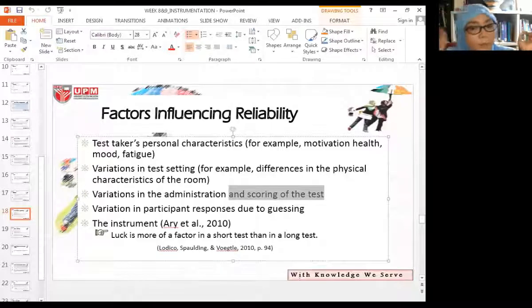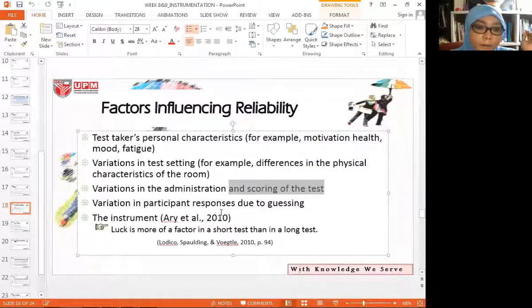Okay, and then variation in participant responses due to guessing. And then the instrument itself also may influence the reliability, which is based on luck. Luck is more of a factor in a short test than in a long test. For example, because you do not know exactly what the items mean, you just simply tick. By coincidence, it is your luck, then the answer is correct. That does not describe your own attributes, it is just luck.